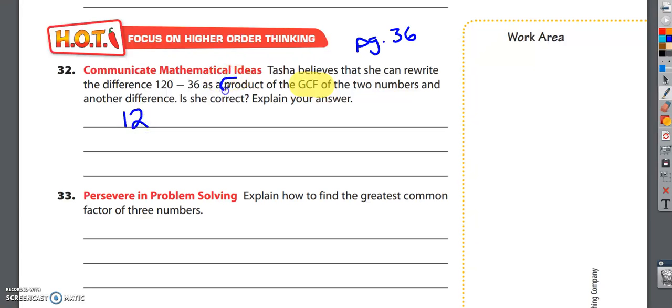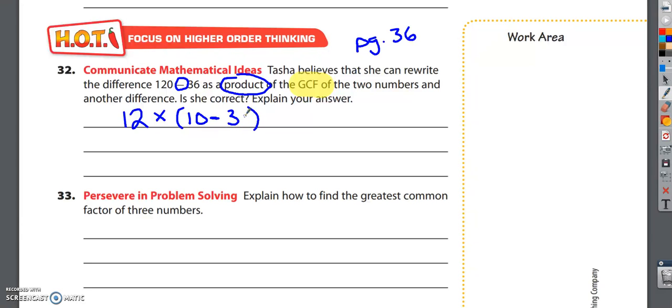And it says as a product, that means to multiply. And now we're looking for two other numbers. So let's think about how this is going to be similar to the problems we just did at the top of the page. How many times does 12 go into 120? That goes in 10 times. And in this case, I'm not going to add, because look, this sign right here is subtraction. So I'm going to go ahead and subtract. How many times does 12 go into the second number there, 36? It's 3 times.